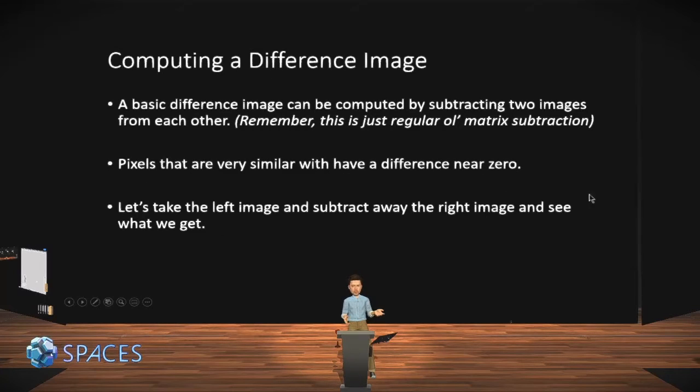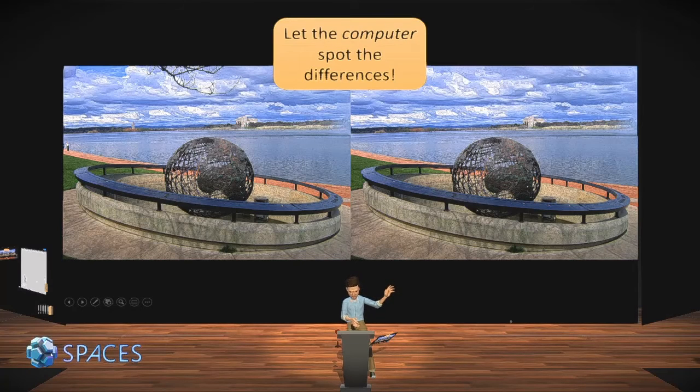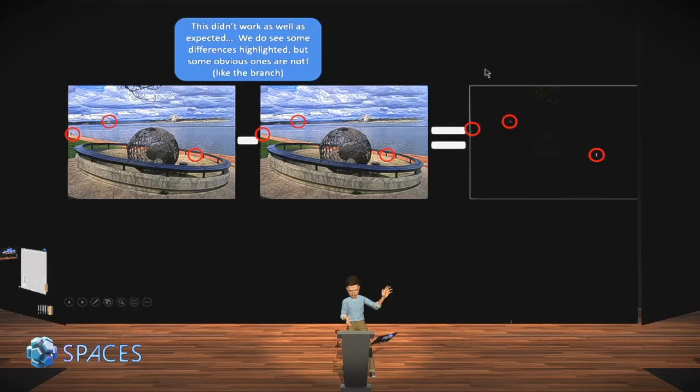So let's take the left image from our previous example and subtract the right image and see what we get. And you'll be amazed at the results. Okay, so here's our left image, our right image. Let's subtract them out, and boom! Wait. What? That's underwhelming. It only found 3 differences. What the heck's going on here, man? I am confused.